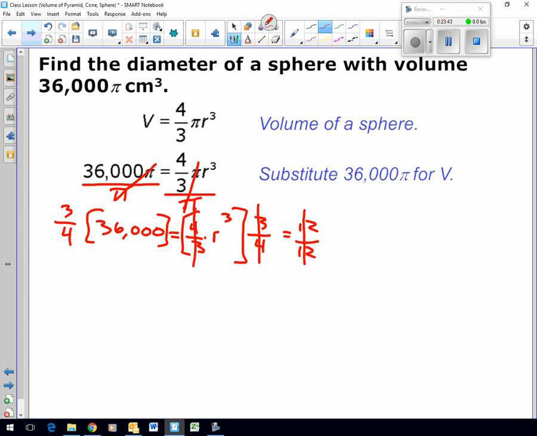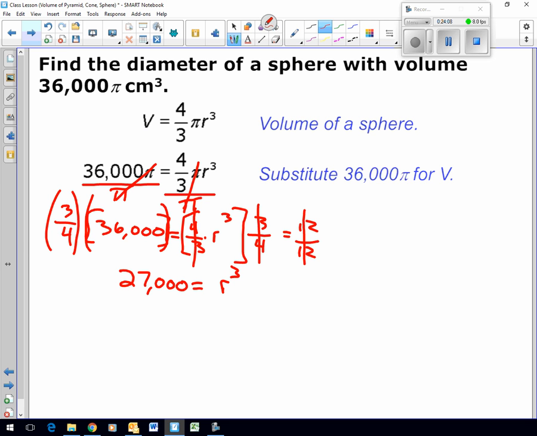What about over here, Mr. Hobbs? Well, you have these beautiful things called calculators. Literally, all you have to do is type 3/4 and 3 times 36,000. What'd you get, Scarborough? 27,000, right? 27,000 equals r cubed.